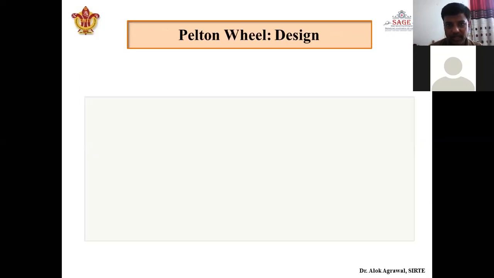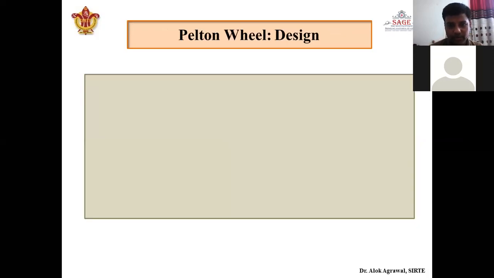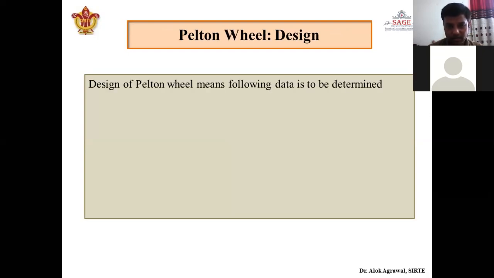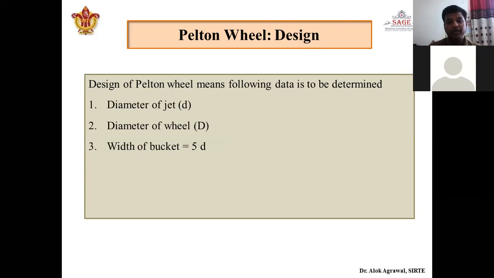While designing the Pelton wheel, if a problem asks you to design a Pelton wheel, what is it actually asking? It is asking the diameter of jet. So what do we have to calculate? We have to calculate the diameter of jet, that is small d, the diameter of wheel, that is capital D, and the width of bucket, which is equal to 5 into small d. Once we calculate the diameter of jet, when we multiply it by 5, we get the width of the bucket.